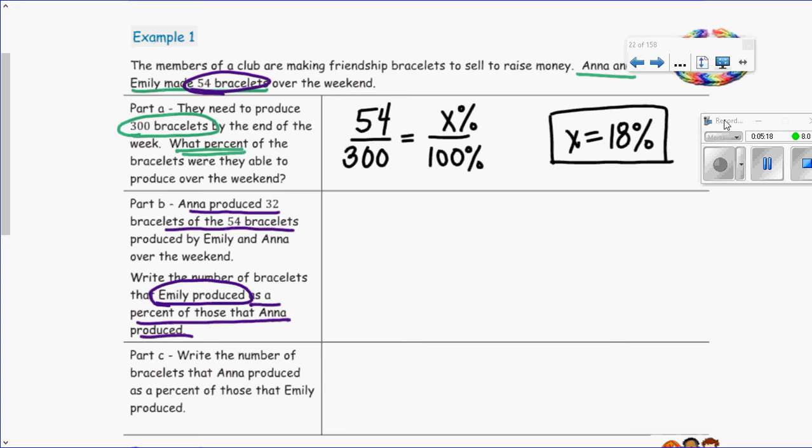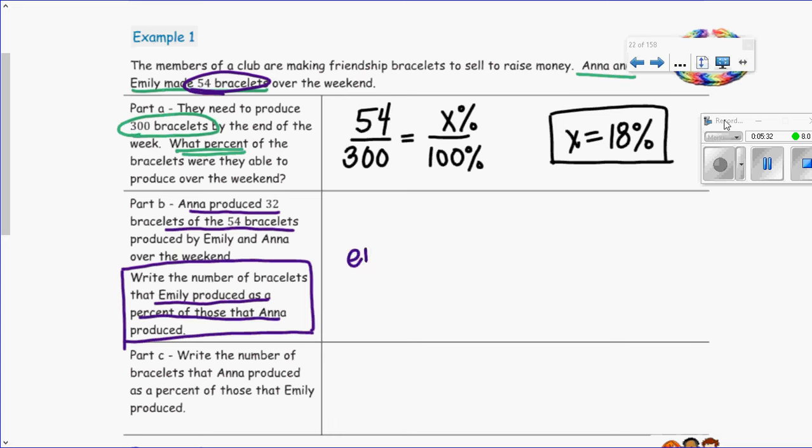Okay, wow, we're going to have to slow down and break this apart because this seems really confusing, because it's different than what they gave us. So they want the number of bracelets that Emily produced as a percent of those that Anna produced. That means that Emily is going to go over Anna. Okay, they want Emily's to be the part and Anna's to be the whole.